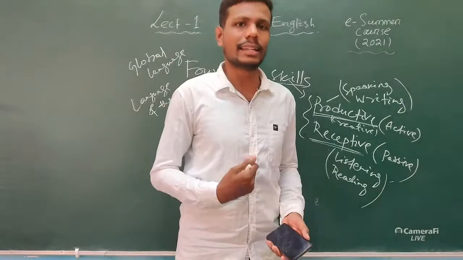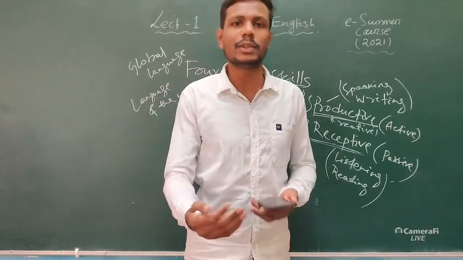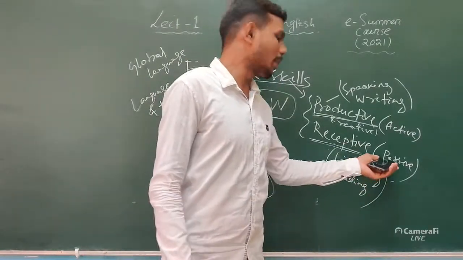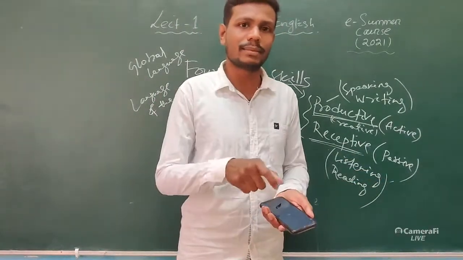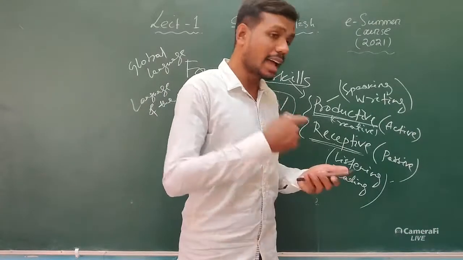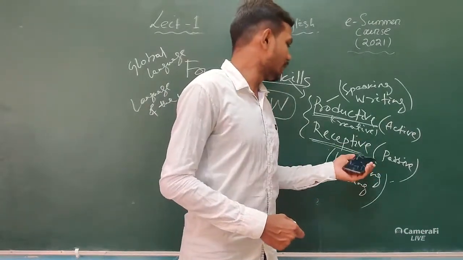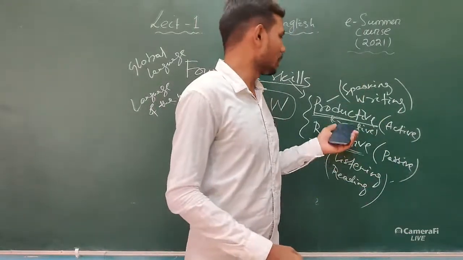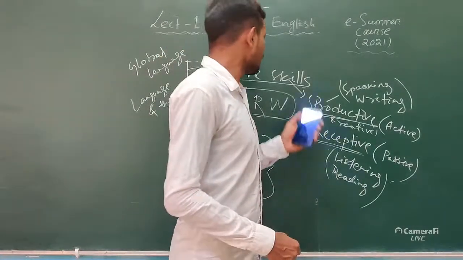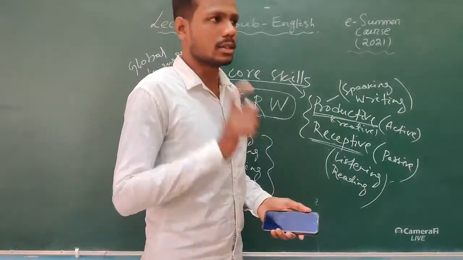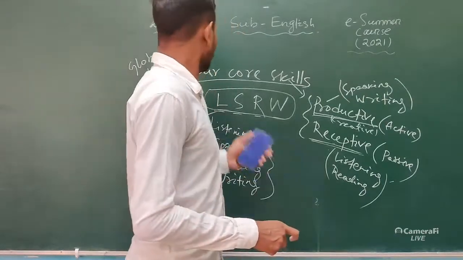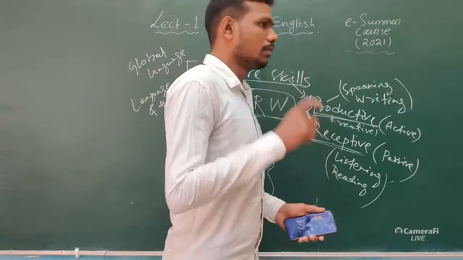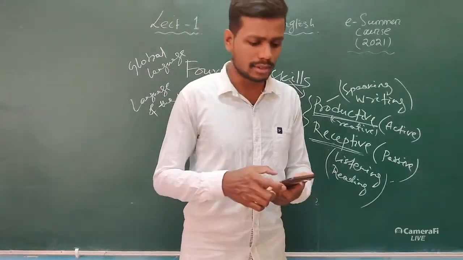We are inheriting. Suppose I am delivering the lecture and you are receiving it. That means you are passive. But whenever you are writing something in the comment section and I am reading it, at that time I am receptive, or passive, and you are active, or producing something. So these are the four skills which all of us should keep in mind in order to learn a language. These are the essential things in the English language.